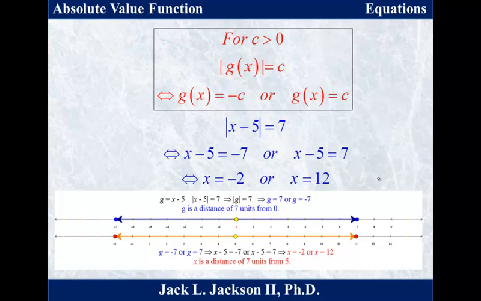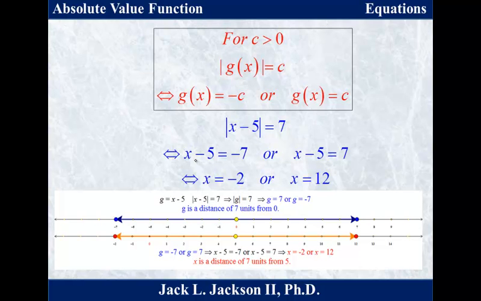In fact, I've graphed g in blue down here. Notice if you go 7 units to the right of 0 in this first graph, you get this blue dot here at 7. And if you go 7 units to the left, you get the blue dot at negative 7. So those are the two possibilities for g of x. Of course, we don't want to know what g of x is. We want to know what x is. So we have x minus 5 equals negative 7, or x minus 5 equals 7. Solve those two independently. In both cases, we add 5 to both sides of the equation. And so we get x equals negative 2, or we get x equals 12.